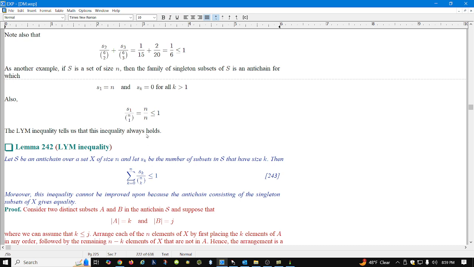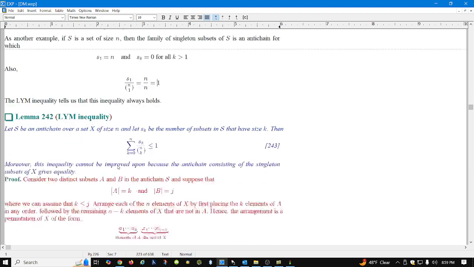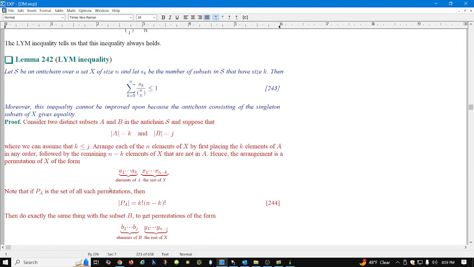Maybe I should make this equal, I don't know. Okay, so you can't improve on this. You can't replace 1 by a smaller number. Okay, how to prove this?